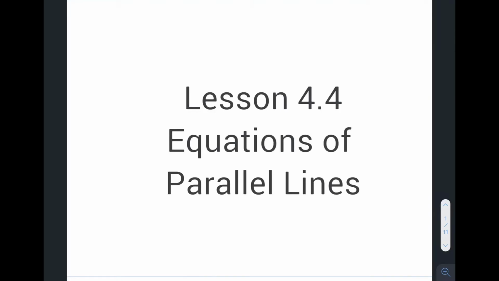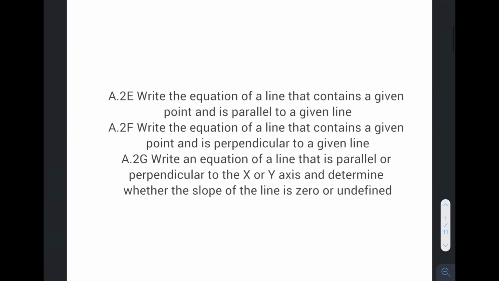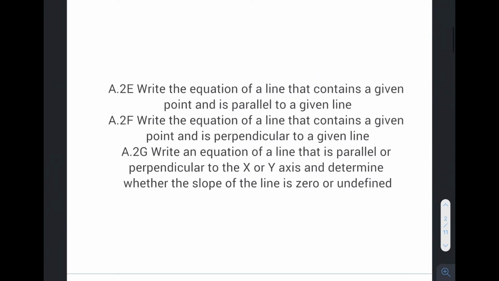Okay, so we are working on lesson 4.4, equations of parallel lines. These are the TEKS we'll be working with. We're going to start with A2.E: write the equation of a line that contains a given point and is parallel to a given line.